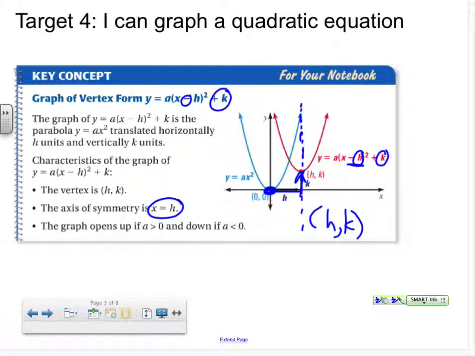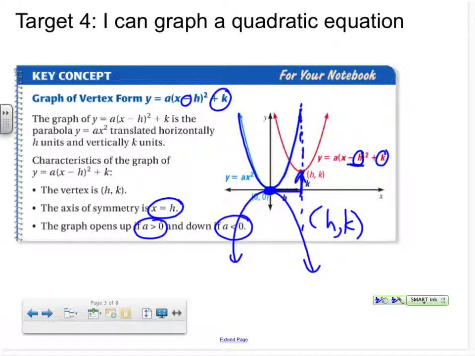And A, if A is positive, greater than 0, we're going to have a normal upright parabola. It's going to open up and look like a cup. All right, if A is negative, A is less than 0, we're going to open down like a frown. Right? A is positive, open up like a cup. A is negative, down like a frown. All right, so let's look at an example.